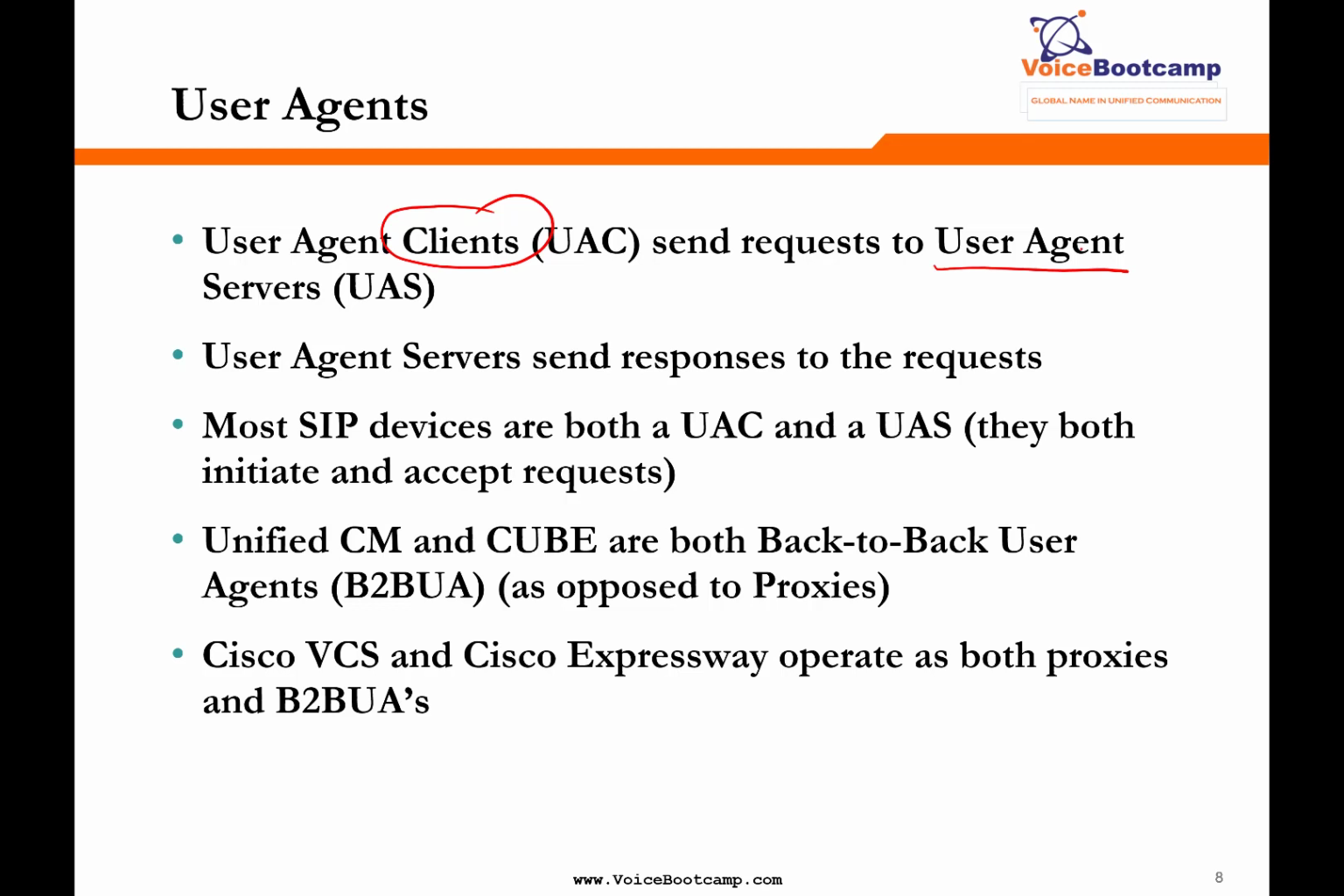Now, a server or an endpoint could act as a UAC in one call and act as a UAS on a different call, so the role can be reversed. User agent servers send a response to the request, such as Call Manager server, or it could be the phone itself. Now most SIP devices can work as both UAC and UAS. They both initiate and accept requests.